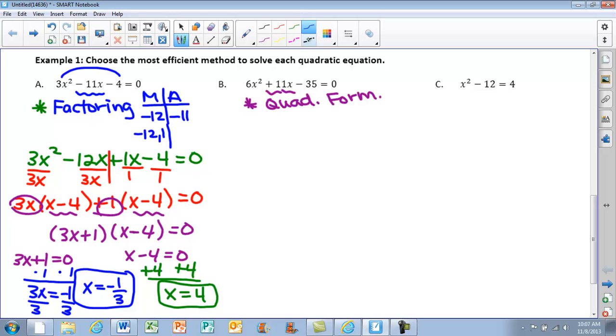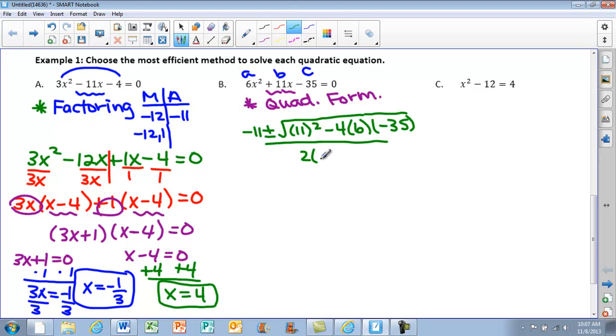So now all we have to do is make sure we label. We know 6 is our A value, 11 is our B value, and negative 35 is our C value. Now we can go ahead and plug it into our equation. We need the opposite of B, so we need negative 11 plus or minus the square root of, and you guys should all have this memorized already, B squared, which will be 11 squared, minus 4, times A, which is 6, times C, which is a negative 35, all over 2 times A, so 2 times 6.